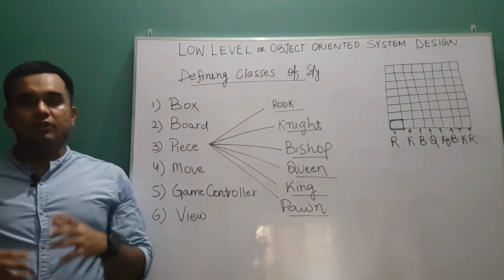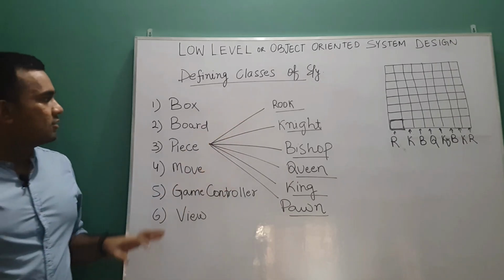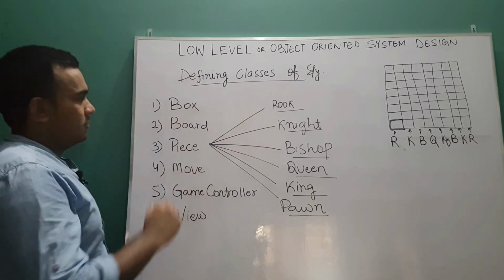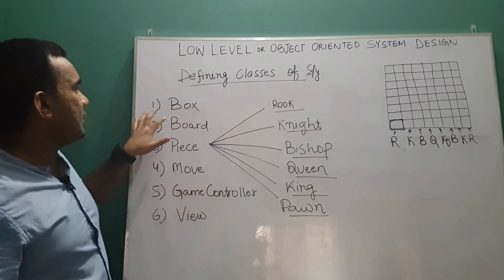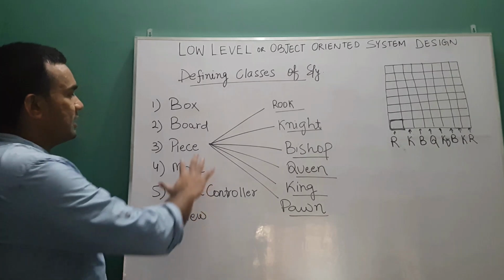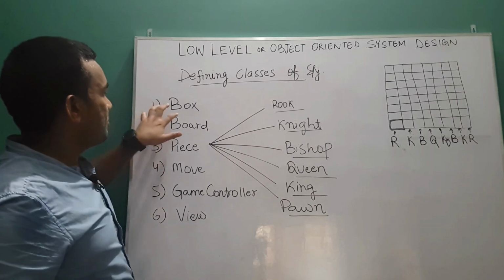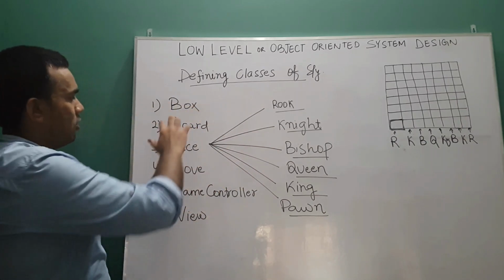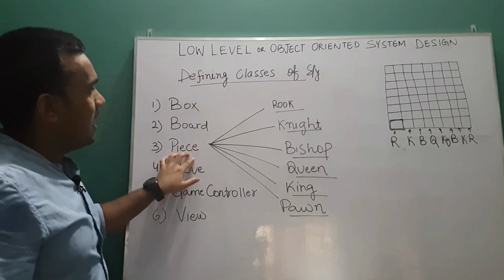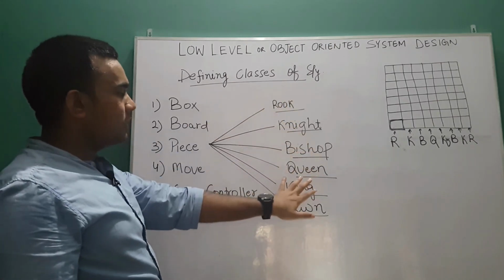Similarly, let me write down all the classes that will be there and we'll explain. So what are the basic classes which will be there in our system? The first one, as I explained right now, is Box. Box will be created by x position, y position, and whatever piece is on it. The second one is Board. Board will obviously consist of boxes, so it will have a 2D matrix of Box. The third one is Piece. You already know there will be a parent Piece class, and then there will be child classes for the exact piece, like Rook, Knight, Bishop, Queen, King, and Pawn.